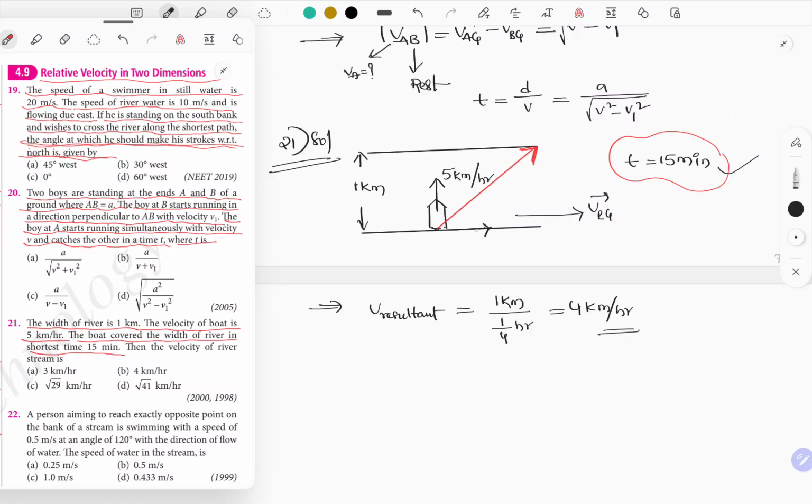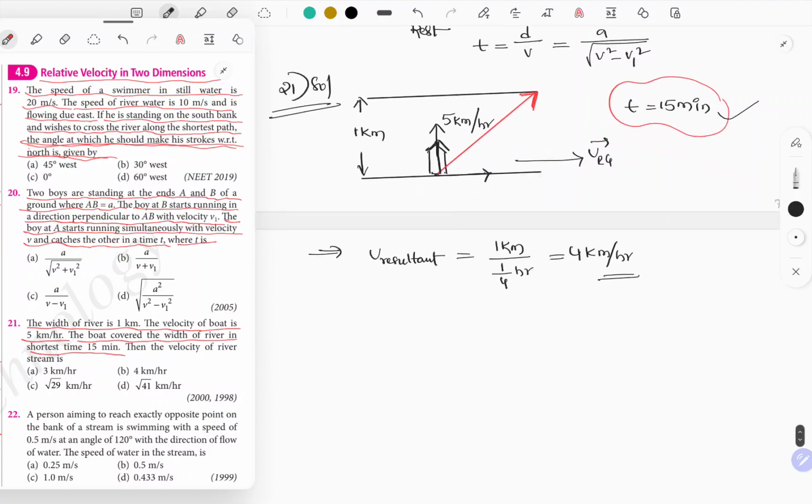So this resultant velocity is due to velocity 5 and velocity v_RG. So we can write down v resultant square is equal to 5 square plus v_RG square. What's the question we have to find out? v_RG. So 4 square is equal to 5 square plus v_RG square. v_RG square is equal to 4 square minus, or rather 5 square minus 4 square, right?